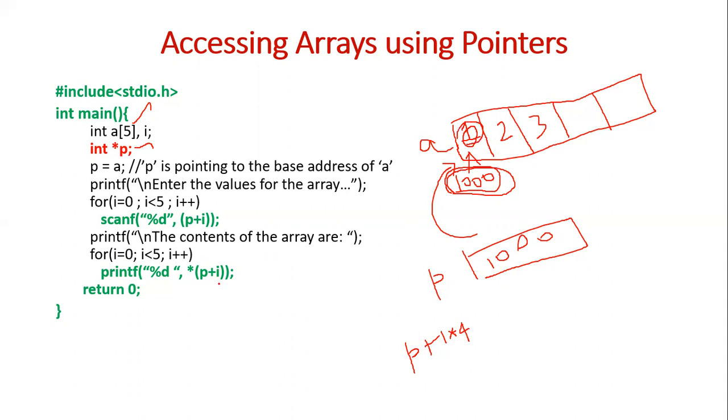The next round it will be p plus I. I is 1. So p plus 1 is 1000 plus 1 into 4. So 1004. Star 1004 means value at 1004. That is maybe 2 or whatever the input the user gave. The next round I will be 2. So p plus 2 is 1000 plus 2 into 4. That is 1000 plus 8. So star 1008 means value at 1008, that is 3. 3 will be displayed. Like that, all the other values also will be displayed. Okay, fine. Let us discuss this program.